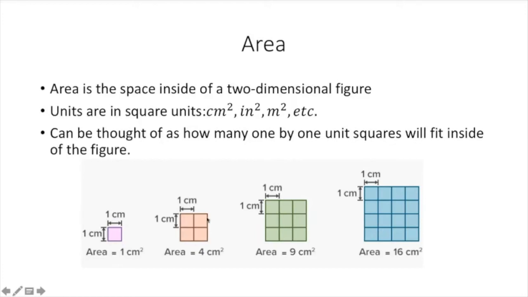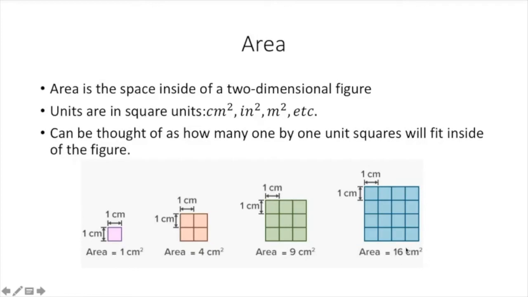Look at this square. We can fit 1, 2, 3, 4 squares in this. If you look at this as 1 centimeter, 2 centimeters on this side, 2 centimeters on this side, and it has an area of 4 centimeters. So 2 by 2, answer is 4 centimeters squared. This was 3 by 3, answer of 9 centimeters squared. This is 4 by 4, and it says 16.